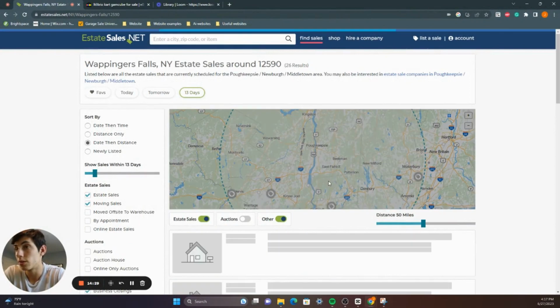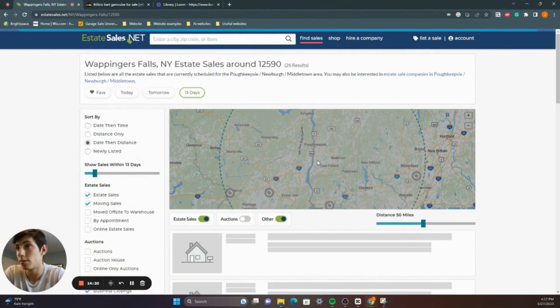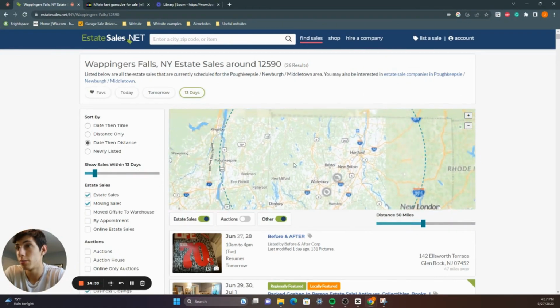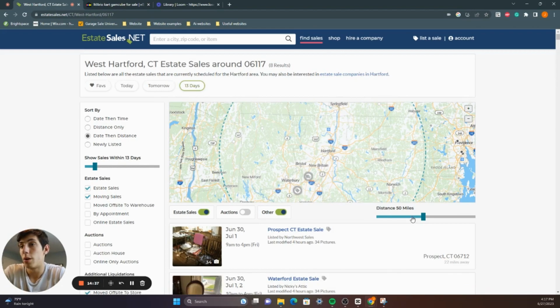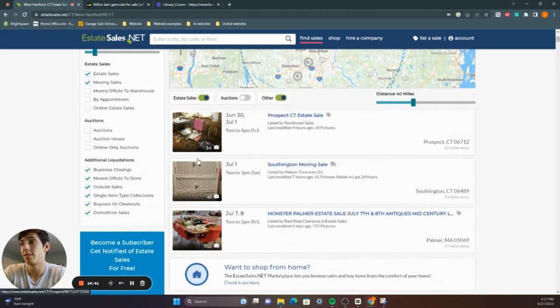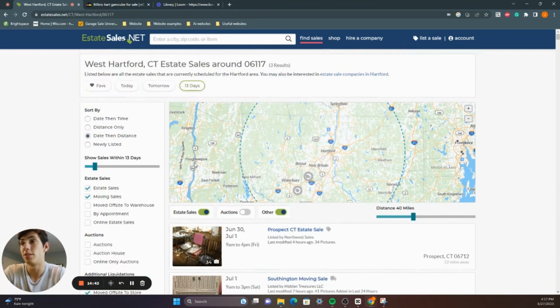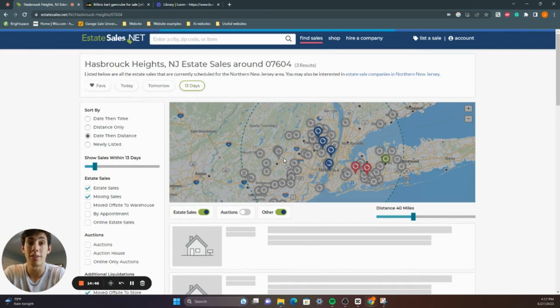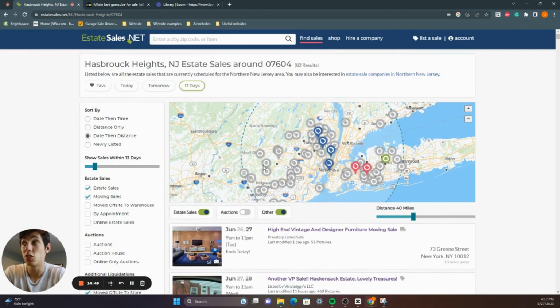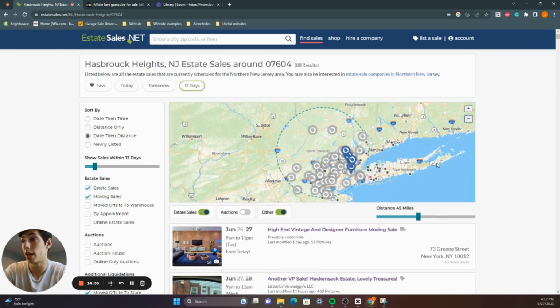But if you go just a little bit up north and pretend you live in Hartford and you only want to drive, say, 35 or 40 miles, you have 3 sales within the next 13 days, as opposed to like 70 over here. So location is a huge thing on estatesales.net. It's a free website, so it never hurts to check what sales are in your area, but it's definitely location dependent.